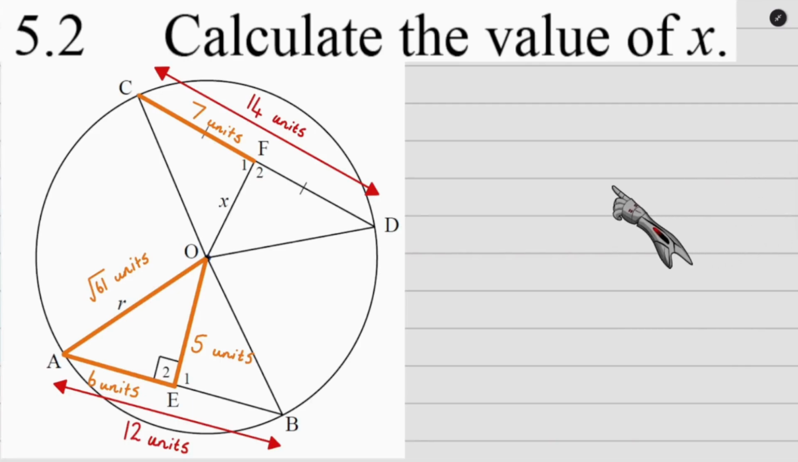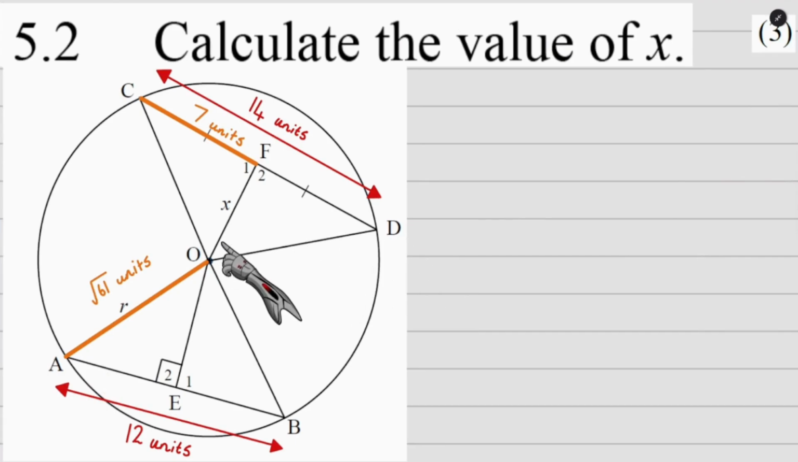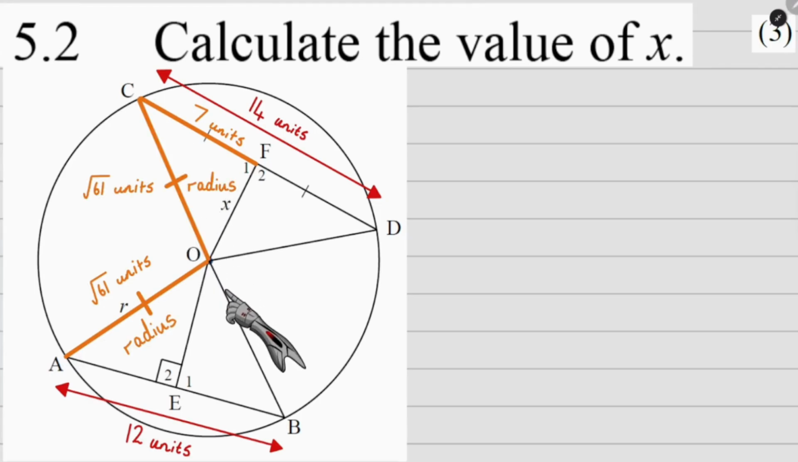And in 5.2, we've been asked to calculate the value of x. Now x is over there, it's in a completely different triangle. So we've got to somehow start working with this triangle. And I just know the length of one side of that triangle. So let's see what we can do. So if I have a look at this triangle, this side over here, CO, it's a sneaky weasel.